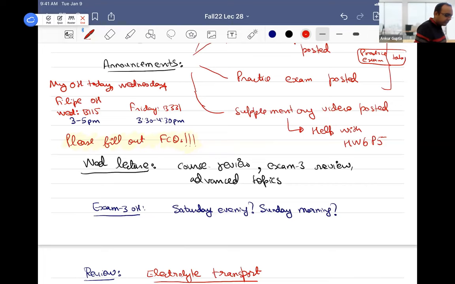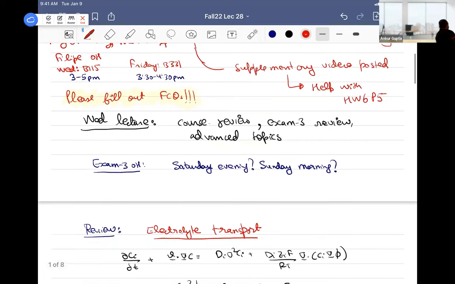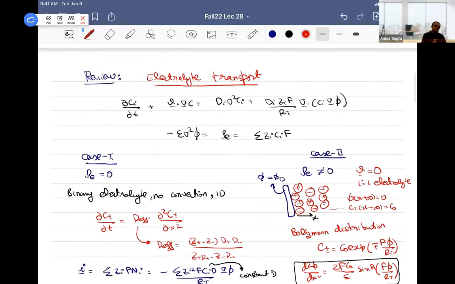All right, so let's review where we left off. We will finish chapter 15 today from Dean's book. Again, just to remind, this is about electrolyte transport. We have discussed this a few times now. We have focused on this new term called electromigration, which is because of the electrical force. We have discussed how phi is the electrical potential.